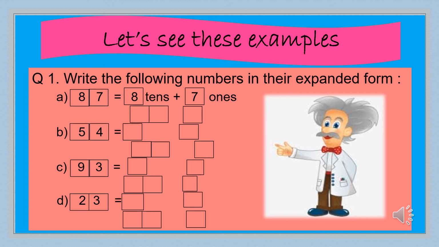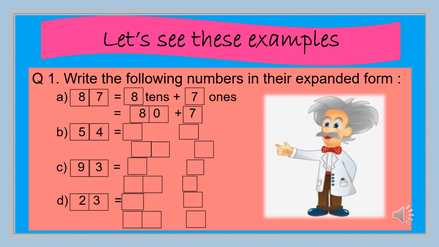So the expanded form will become 8 tens plus 7 ones. And there is one more way of representing the expanded form of the number that you have learnt. What is that? 8 tens are there, that means 80 is there. 8 tens means 80, and 7 ones means 7 is there. So expanded form for this number 87 is also 80 plus 7. Okay children, so there are two ways of writing the number in the expanded form. We can write it as 8 tens plus 7 ones, or we can write it as 80 plus 7.